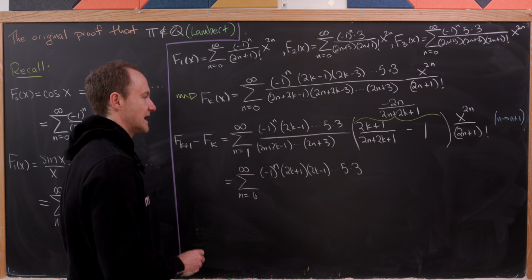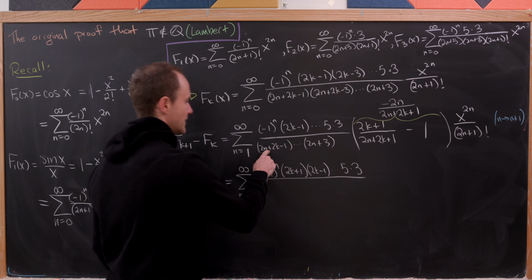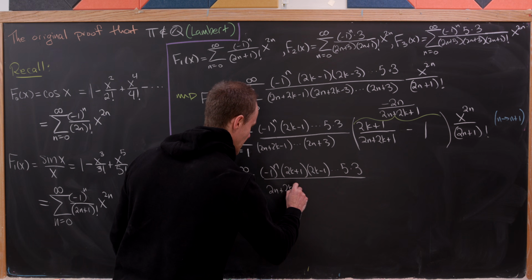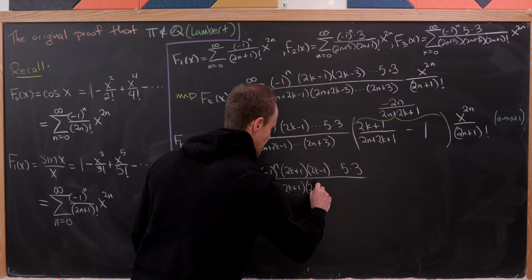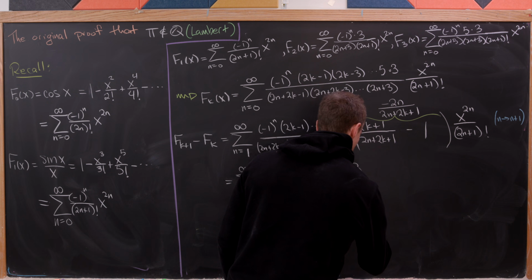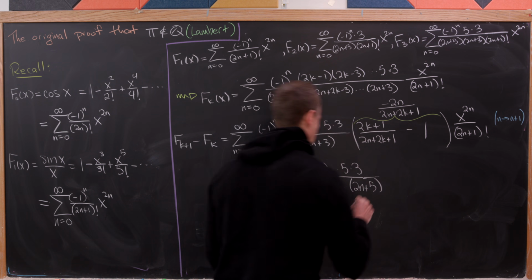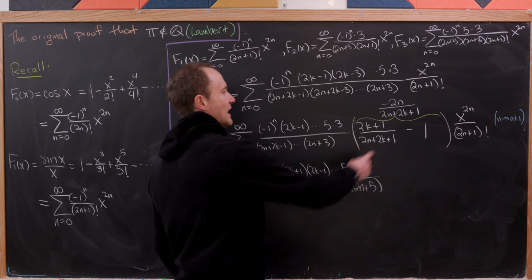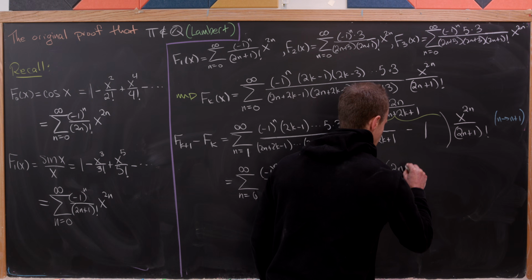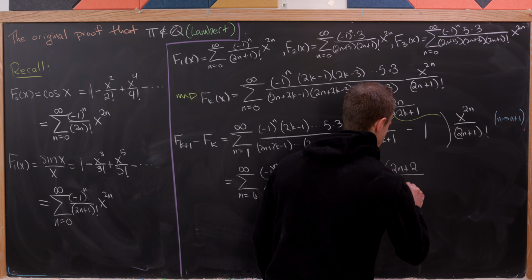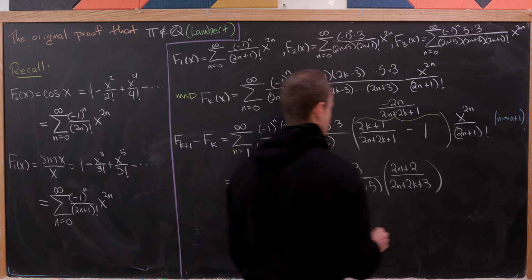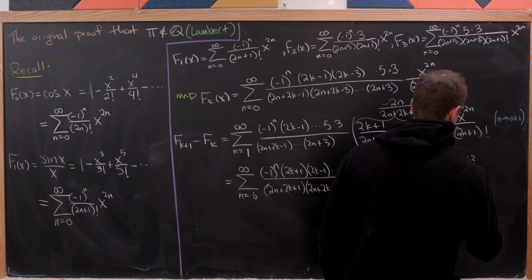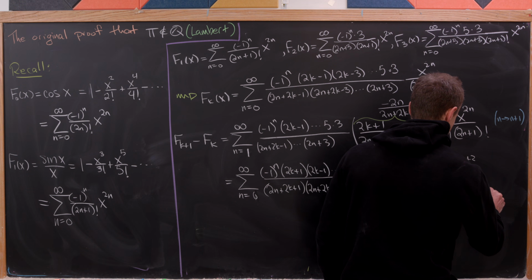That's from my reindexing. Now this thing is going to be what? Well, we'll have 2n plus 2k plus 1 times 2n plus 2k minus 1 all the way down to 2n plus 5. Notice it starts at 2, it ends at 2n plus 5 here because of our reindexing. And then this term right here will become 2n plus 2 over 2n plus 2k plus 3, again from our reindexing. And then we'll have an x to the 2n plus 2 over a 2n plus 3 factorial.